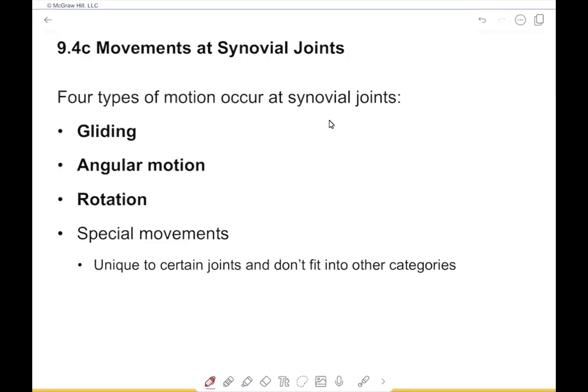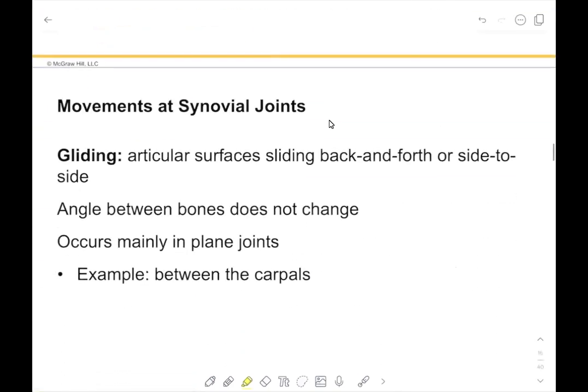Movements that occur at synovial joints are quite diverse based on the specific motion. And there's four types of motion that we need to consider. The first one is gliding motion. The next one is angular motion, then rotation, and finally special movements that really don't fit into other categories.